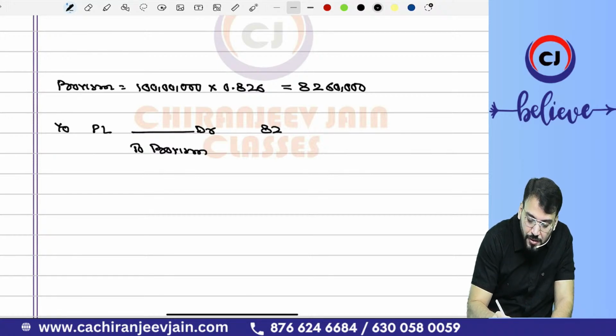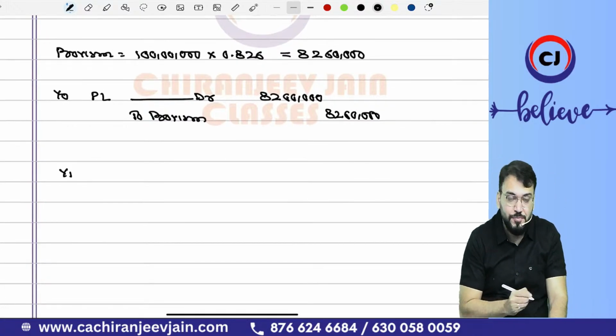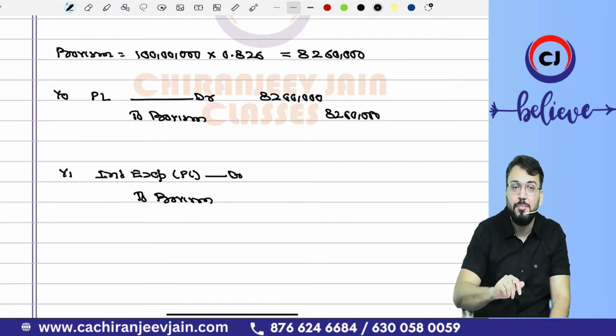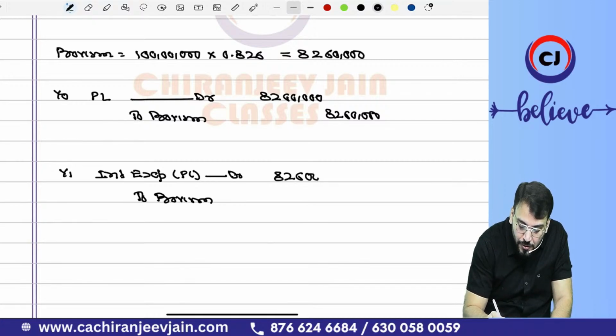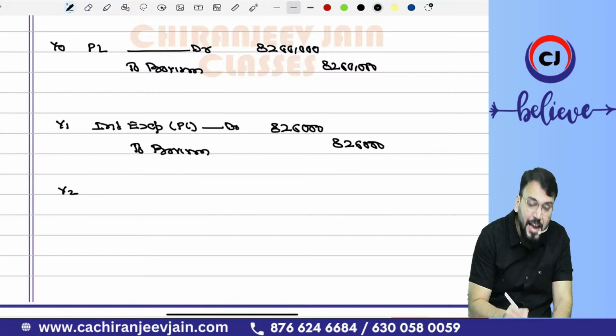How much? 82 lakh 60,000. Then next year Y1 we need to calculate interest expense. We will say interest expense, transfer to PL only, to respective provision. We will add 10% interest. So 10% of 82 lakh 60,000 will be 8 lakh 26,000. Next year Y2 once again we will add interest.